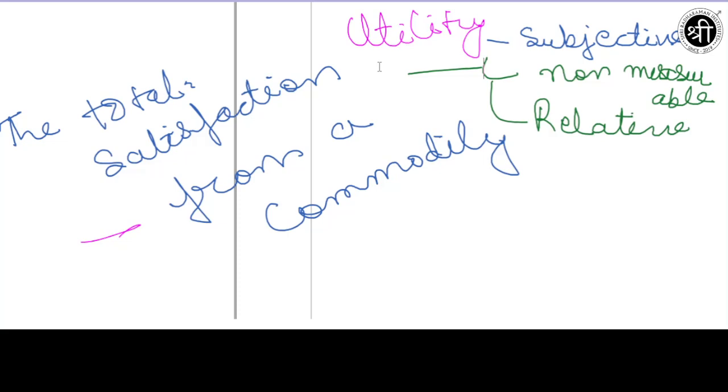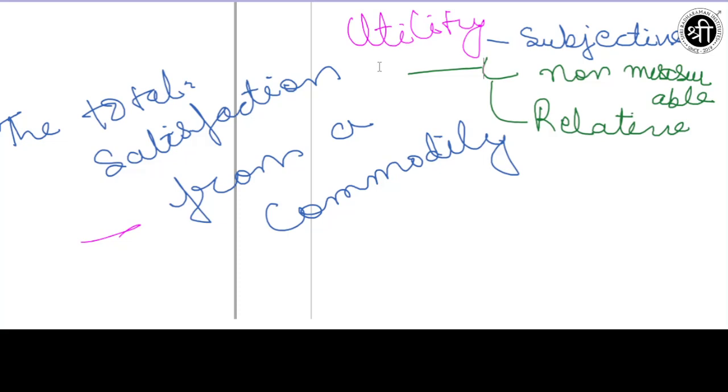And the next one is no moral or legal connotation. This is similar to the previous point: utility does not take into consideration whether something is good or bad. Utility is not morally or legally dependent. It is not that only if something is legal, then it will give you utility. Like ganja is illegal, but still people who consume ganja get all sorts of utility from that.